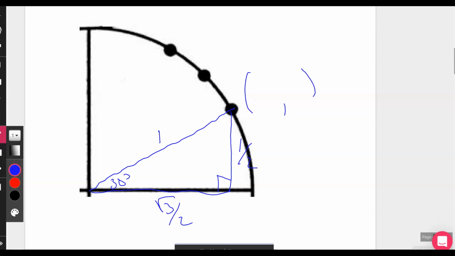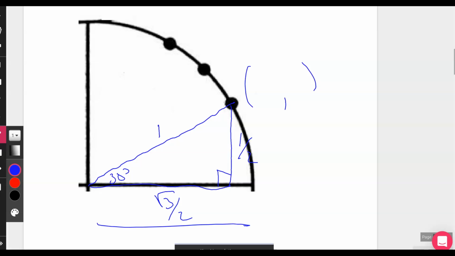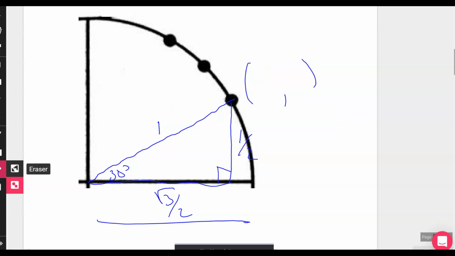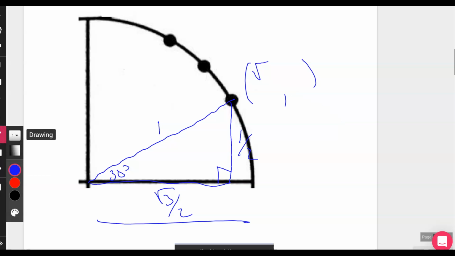Right? Now, what ordered pair would that be? Well, remember, it's x, which is this length here, so that would be root 3. Oops. Whoa, let's erase that. That would be root 3 over 2. And then the y is the distance going up, so that's 1/2. Okay, so that's where these ordered pairs come from. That's the first thing we need to see, is where that ordered pair comes from.